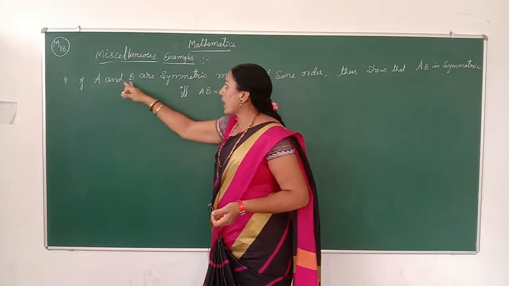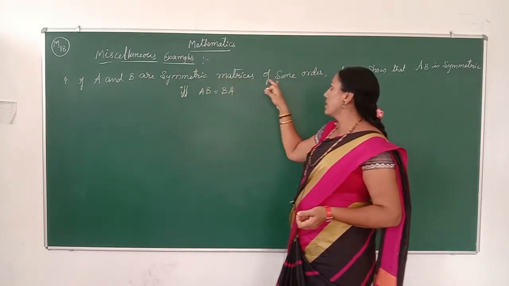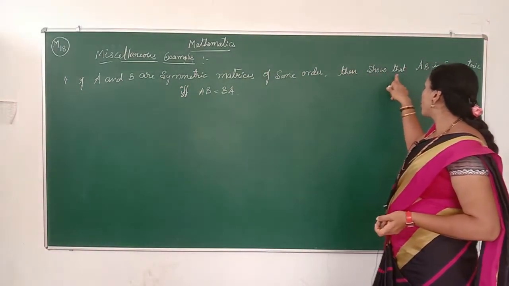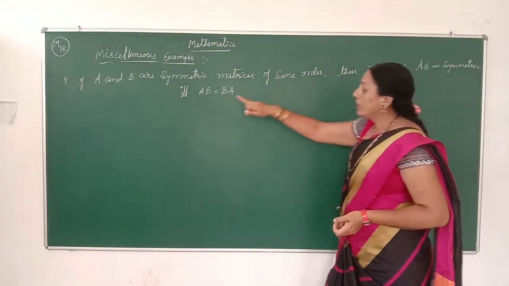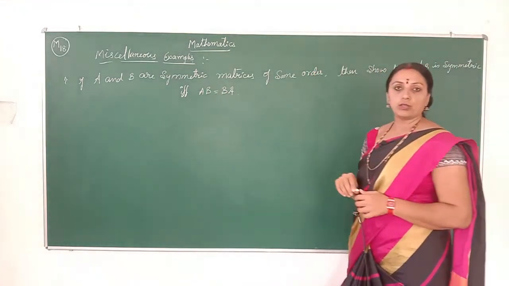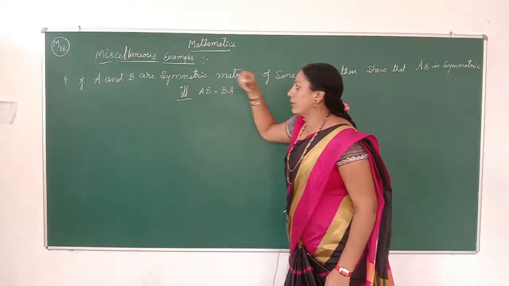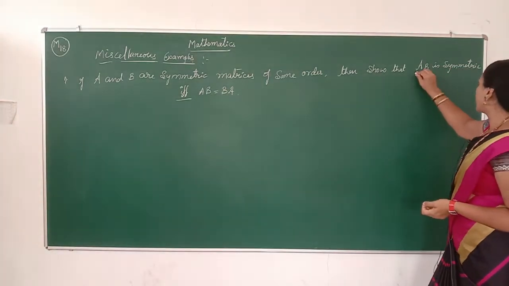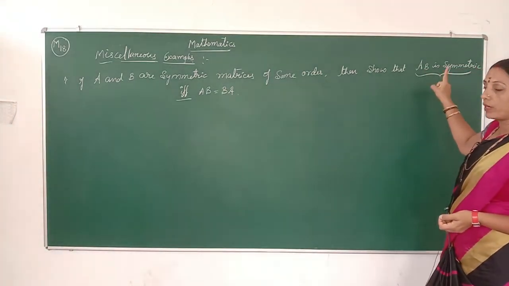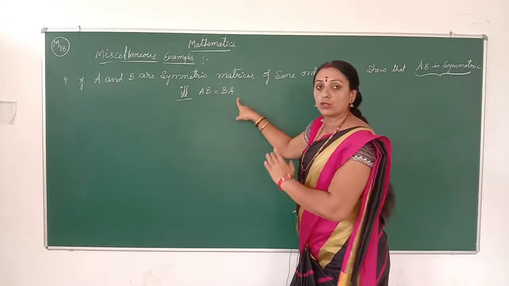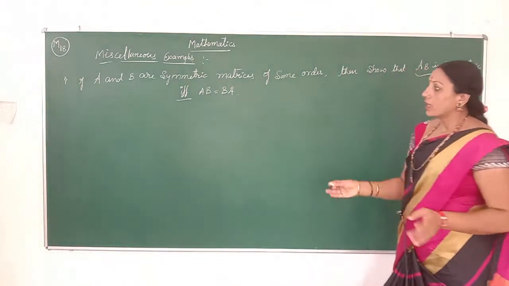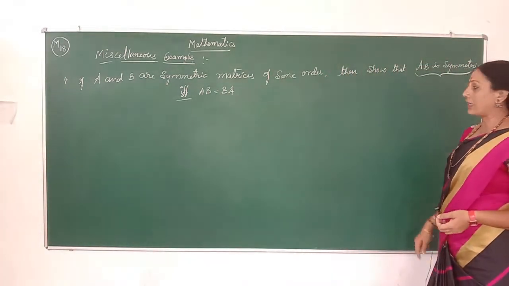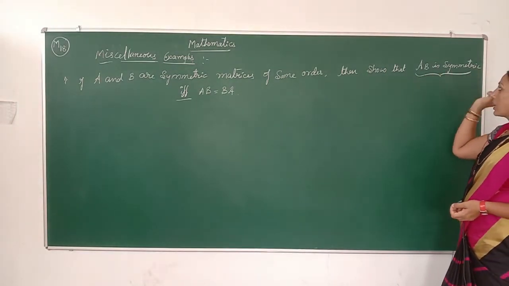First one: if A and B are symmetric matrices of the same order, then show that AB is symmetric if and only if AB is equal to BA. Whatever the meaning of if and only if, both the converse processes also exist. So if one of the cases is AB is symmetric, by using that condition, now prove that AB is equal to BA. In the converse process, if AB is equal to BA is the given condition, by using that condition, now prove that AB is symmetric.